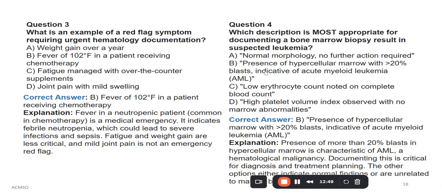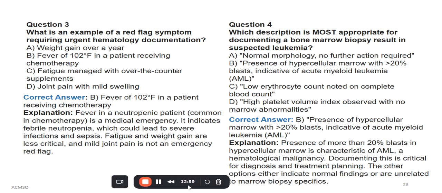So the applicable one would be B, as the presence of more than 20% blasts in hypercellular marrow is characteristic of AML, acute myeloid leukemia, a hematological malignancy. Documenting this is critical for diagnosis and treatment planning.